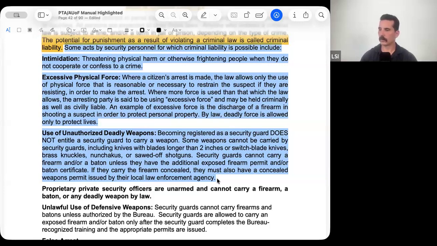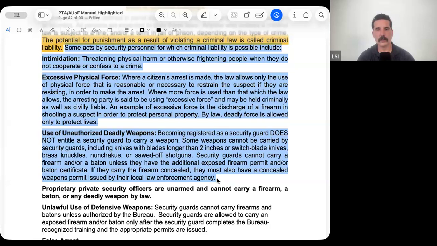An example of excessive force is the discharge of a firearm in shooting a suspect in order to protect personal property. By law, deadly force is allowed only to protect lives. Use of unauthorized deadly weapons: becoming registered as a security guard does not entitle a security guard to carry a weapon. Some weapons cannot be carried by security guards, including knives with blades longer than 2 inches or switchblade knives, brass knuckles, nunchakus, or sawed-off shotguns.